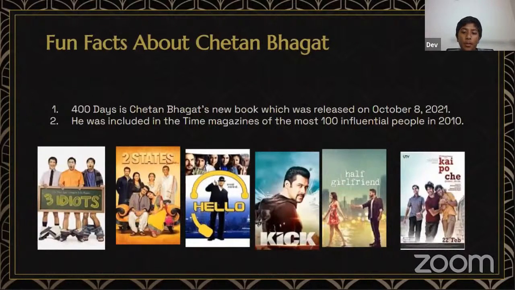Here are fun facts about Chetan Bhagat. Number 1, 400 Days is Chetan Bhagat's new book, which was released on October 8, 2021. And number 2, he was included in the Time magazine's list of the 100 most influential people in 2010.